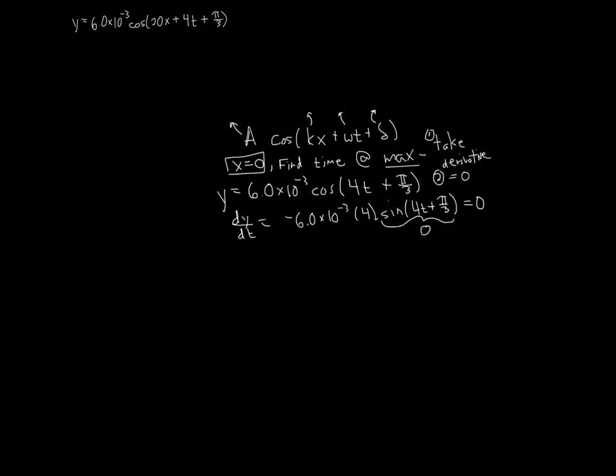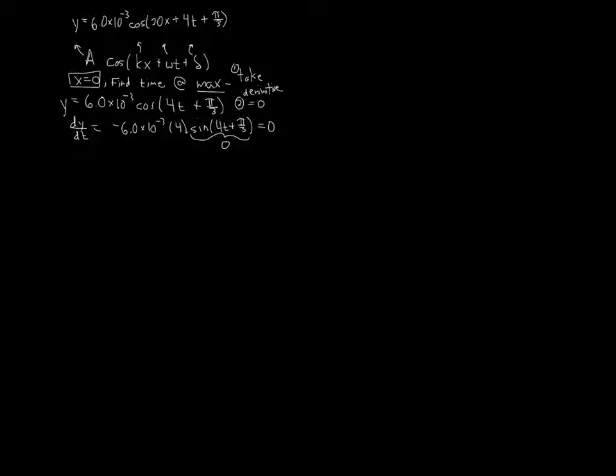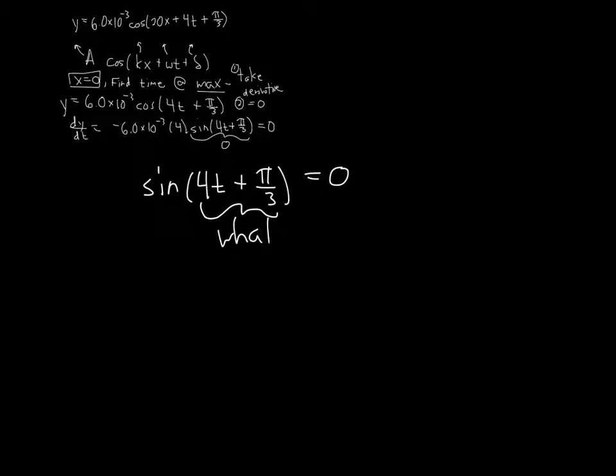So let's make some room. Let's see if we can find when sine of 4t plus pi over 3 has to be equal to 0. And we need to know when that actually happens. So this requires us to know, when does the sine of an angle equal 0? What angles can I plug into here? What angles will give me 0?